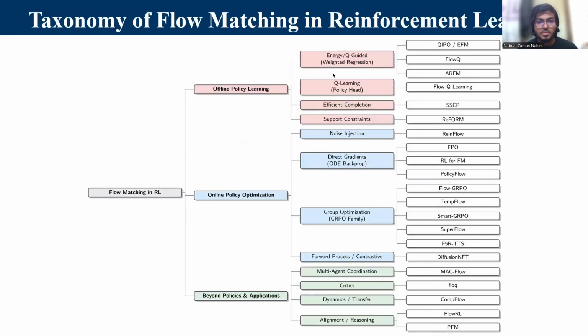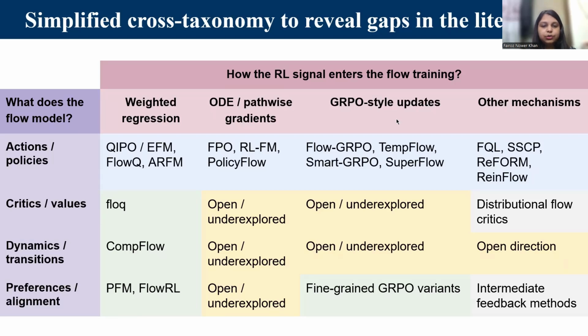Next, in our taxonomy, we organize the literature into three broad families: offline policy learning, online policy optimization, and uses beyond action policies such as critics, dynamics, and alignment. We discuss each of these in detail in our survey. So we analyze the representative methods within each area. We clarify how these methods are connected, what are the differences between these methods, and what are the open gaps that remain. In this survey, we have introduced a simplified cross taxonomy to clearly show the gaps in the literature.